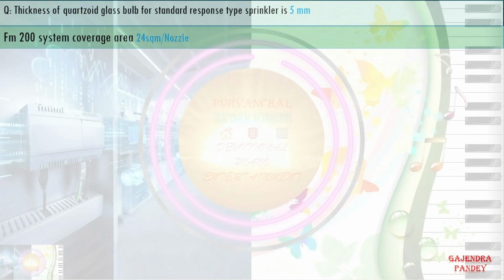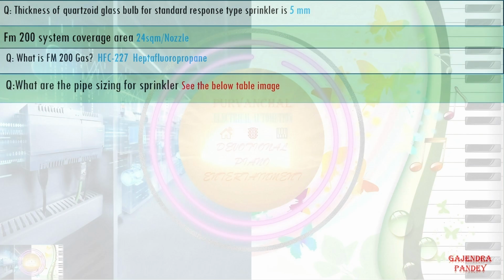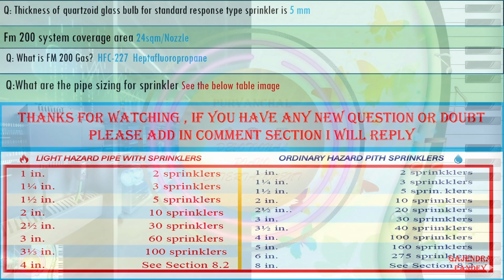The next question, FM200 system coverage area. The standard is 24 square meters, nozzle type. There are a few differences depending on the sizes. So this is for the nozzle. One nozzle covers 24 square meters, so we can just measure by nozzles. What is the FM200 gas? The short form is HFC 227 and the full form is heptafluoropropane.